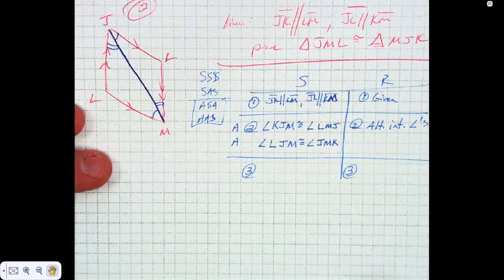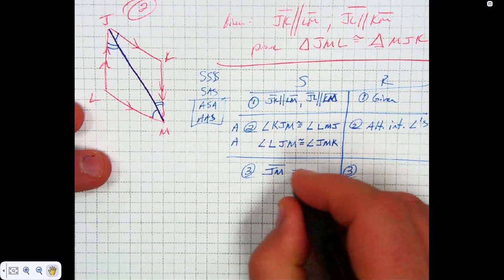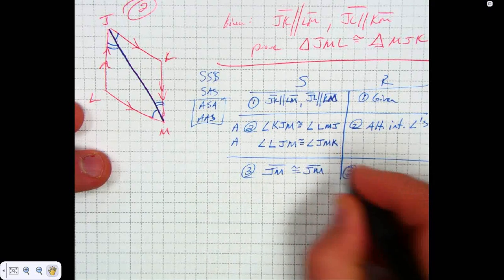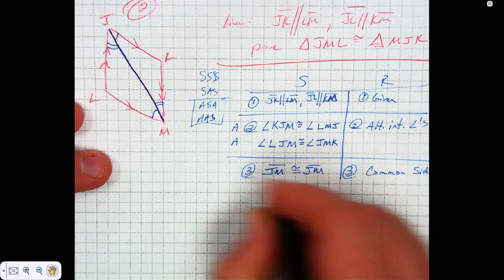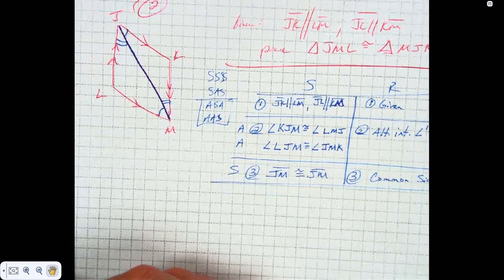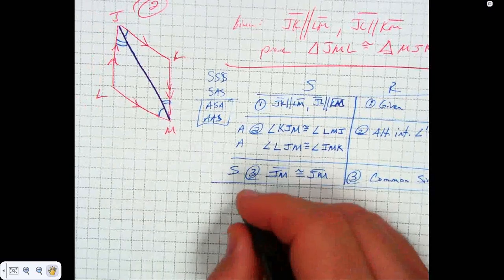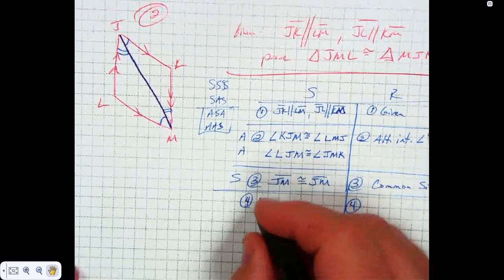JM's a common side, isn't it? Mhm. So JM, of the two triangles I'm trying to prove congruent. So JM is congruent to what? JM. Reflexive or common side. Now I got my S. So I have the three things I need. The question is, which one is it? I know the two triangles are congruent. I just need to, what theorem said it?